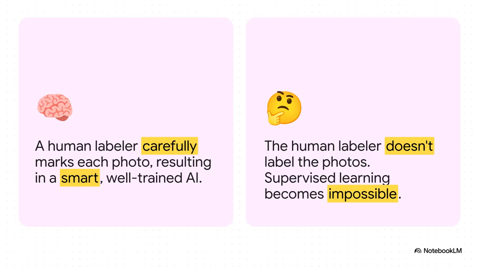And this is where it all goes wrong. On the one hand, you have the perfect scenario. A human carefully labels every photo, apple, pear, whatever, and you end up with a really smart, well-trained AI. But then, there's our big problem. The human just doesn't do the work, and the whole system breaks. Without those labels, supervised learning is literally impossible. The AI is just sitting there with a mountain of pictures, completely confused.